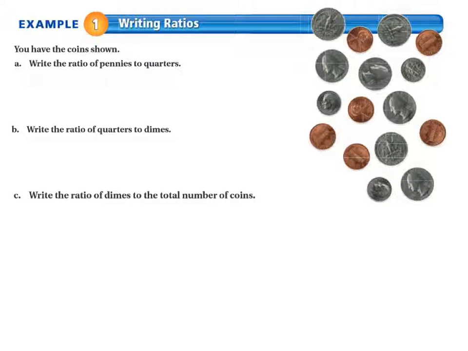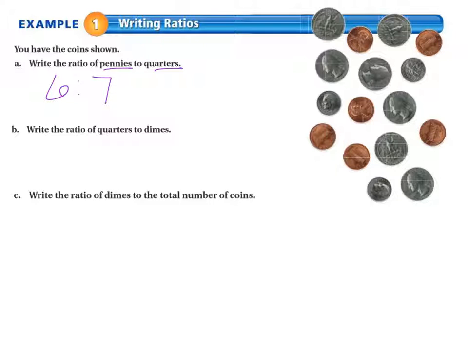Example 1. You have the coins shown on the right. We have some quarters, dimes, and pennies, and in part A, you're asked to write the ratio of pennies to quarters. So you have to keep track of the order here. They're asking for pennies to quarters, so the number of pennies has to go first. We have 1, 2, 3, 4, 5, 6 pennies. Here's your colon. And then count the quarters. I see 1, 2, 3, 4, 5, 6, 7 quarters. So the ratio of pennies to quarters is 6 to 7, and you write it as 6 colon 7.